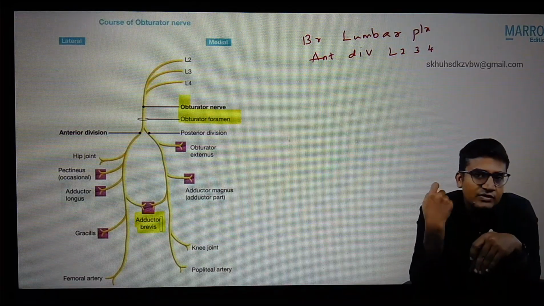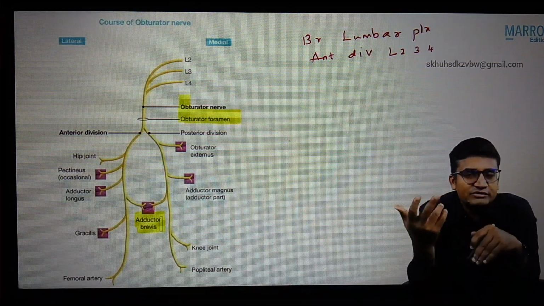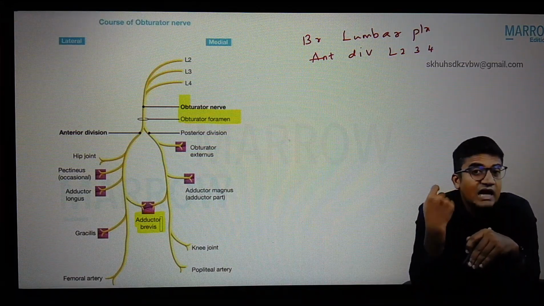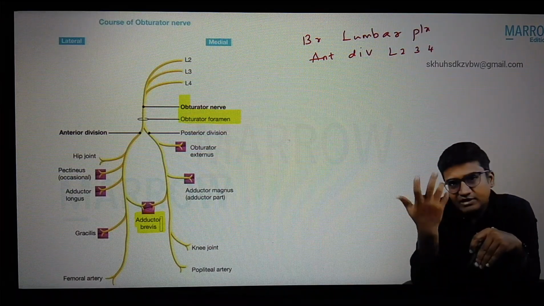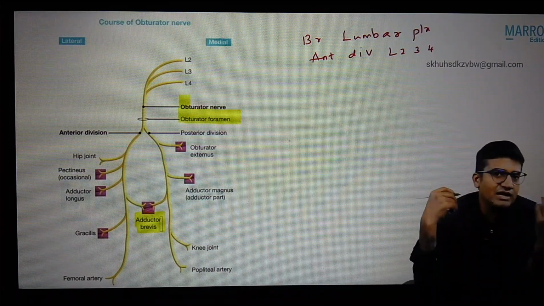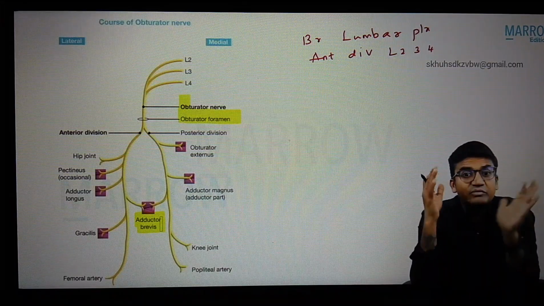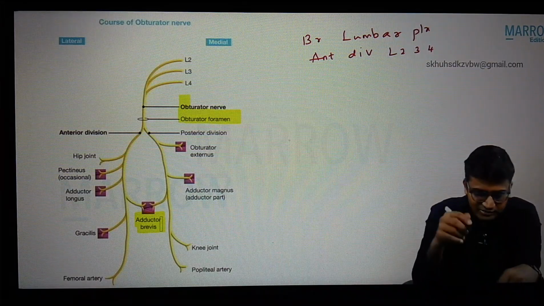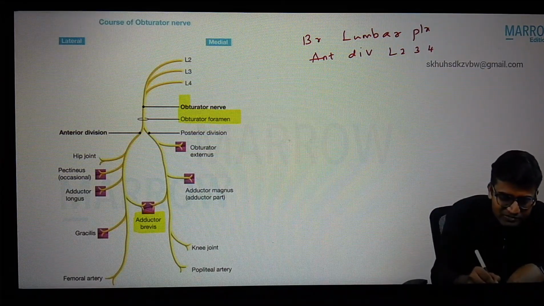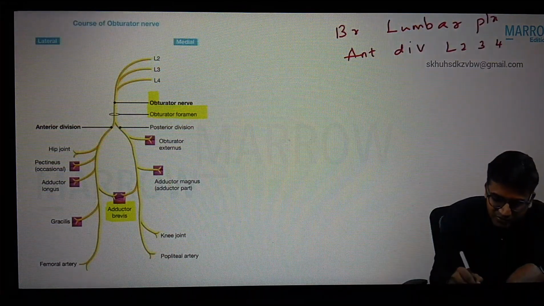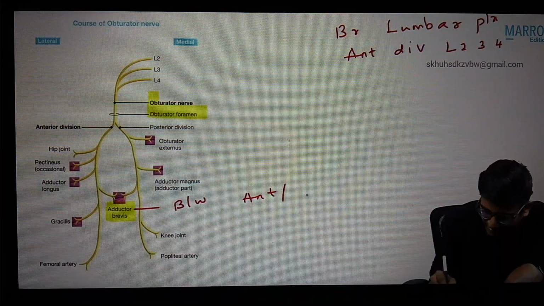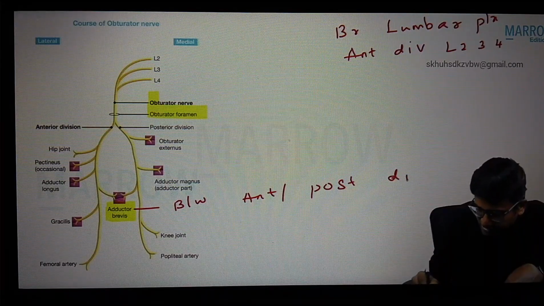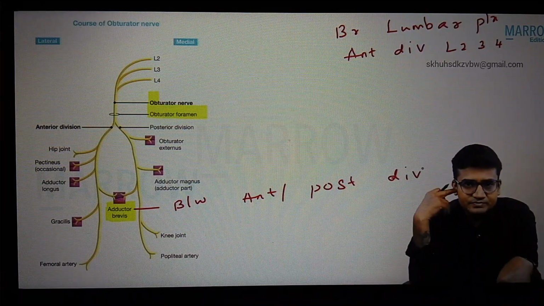I told you one structure which is present between the anterior and the posterior division of the femoral nerve. That is the artery. Which artery? Our lateral circumflex femoral artery. Very good. So the lateral circumflex femoral artery is present between the anterior division and the posterior division of the femoral nerve. In the case of the obturator nerve, which muscle? Adductor brevis muscle. Please underline it and write that it is present between the anterior and the posterior division of the obturator nerve.